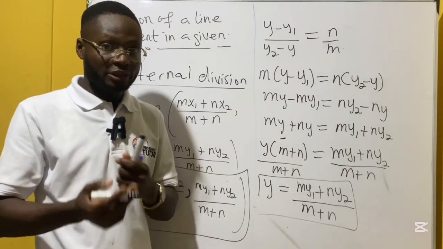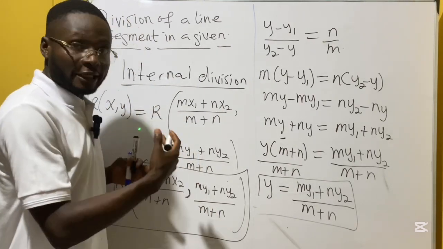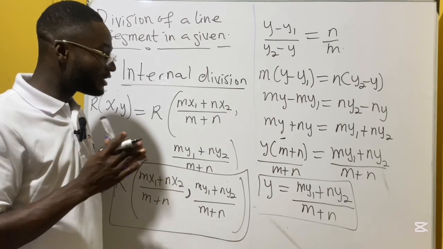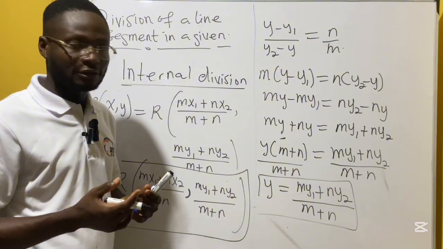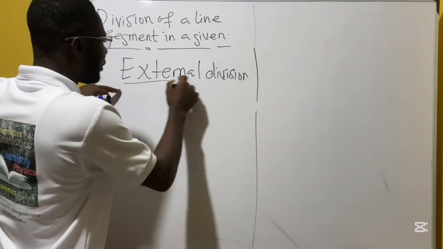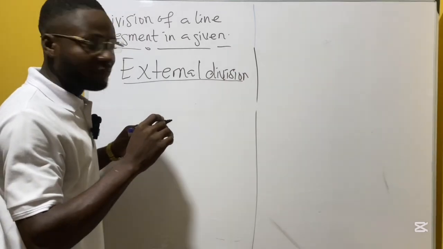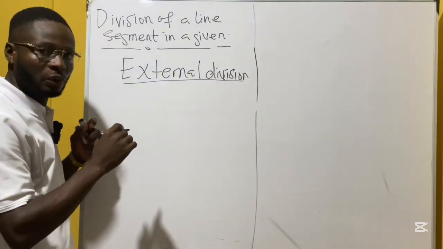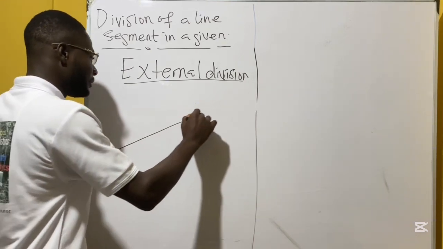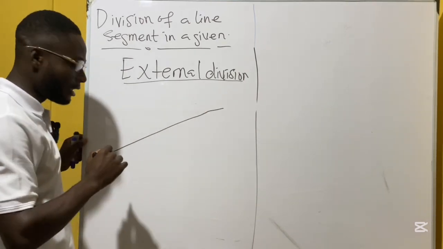And you know the process of getting the formula, so you don't have to memorize this. This is geometry. Everything is practical. Okay, so let's move to the external division. We continue with the external division. Now, let's have a line. Okay, this is our line.